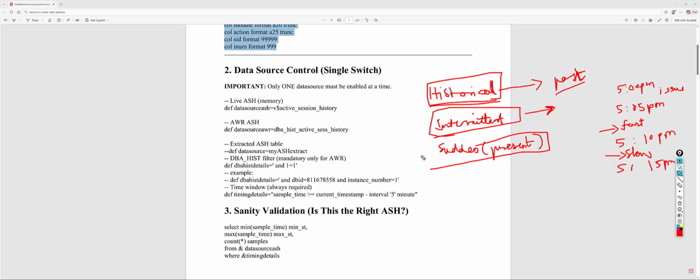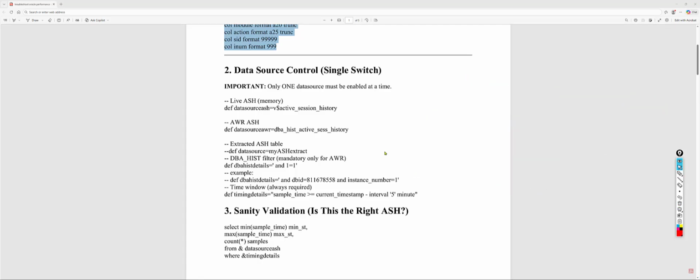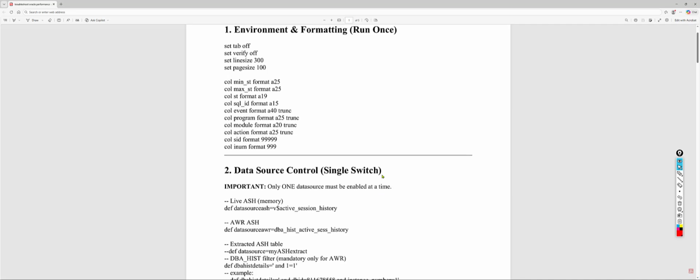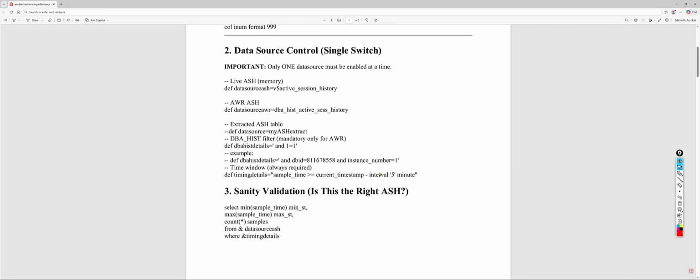Next one is sudden. Sudden means it's kind of a present issue, right? Currently the issue is going on, and you are interactively working on it, so you need to do something immediately to focus and solve the issue. So these are the different kinds, and we use ASH for both sudden and intermittent issues, not completely historical.